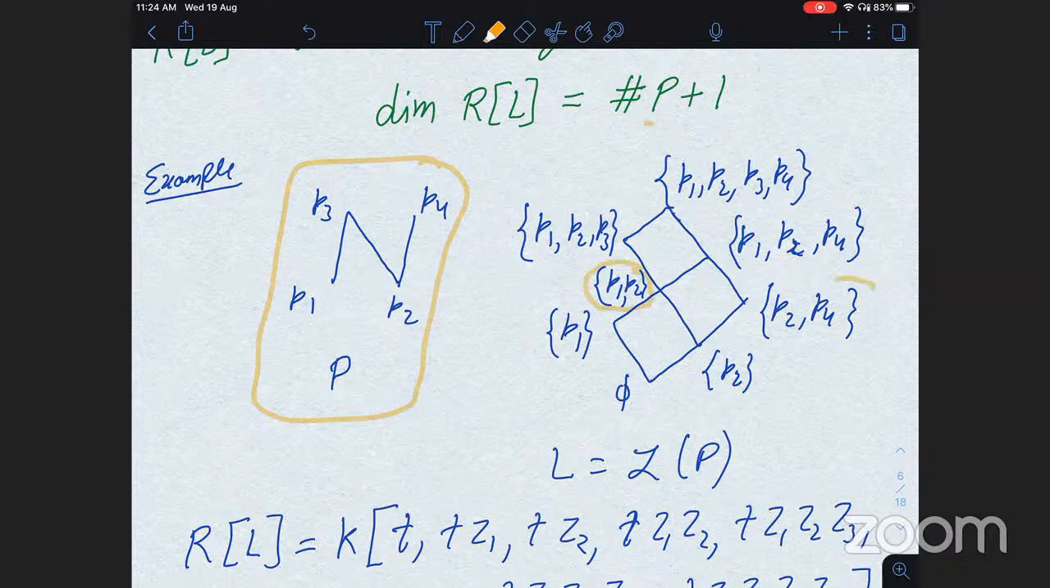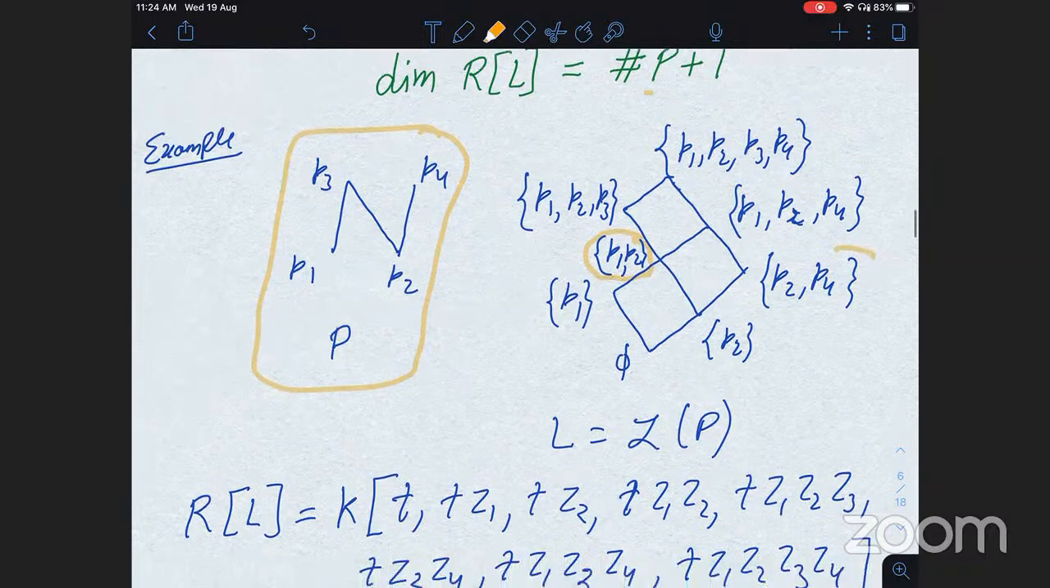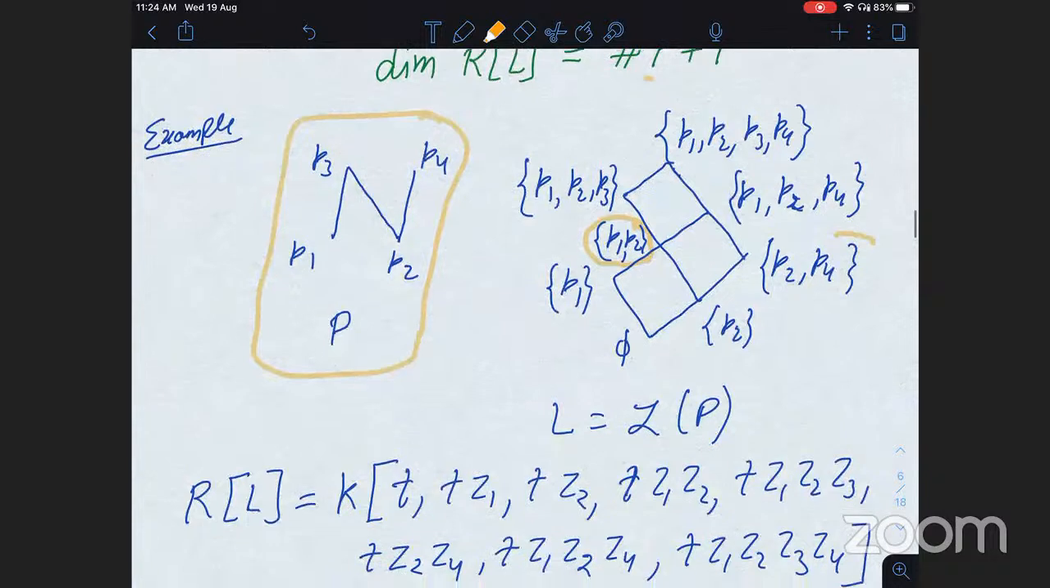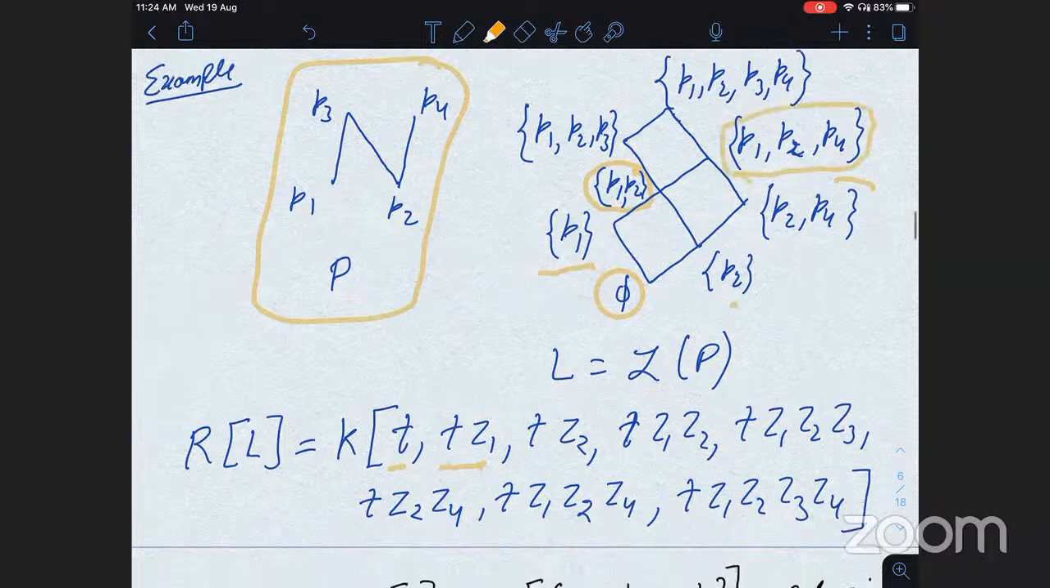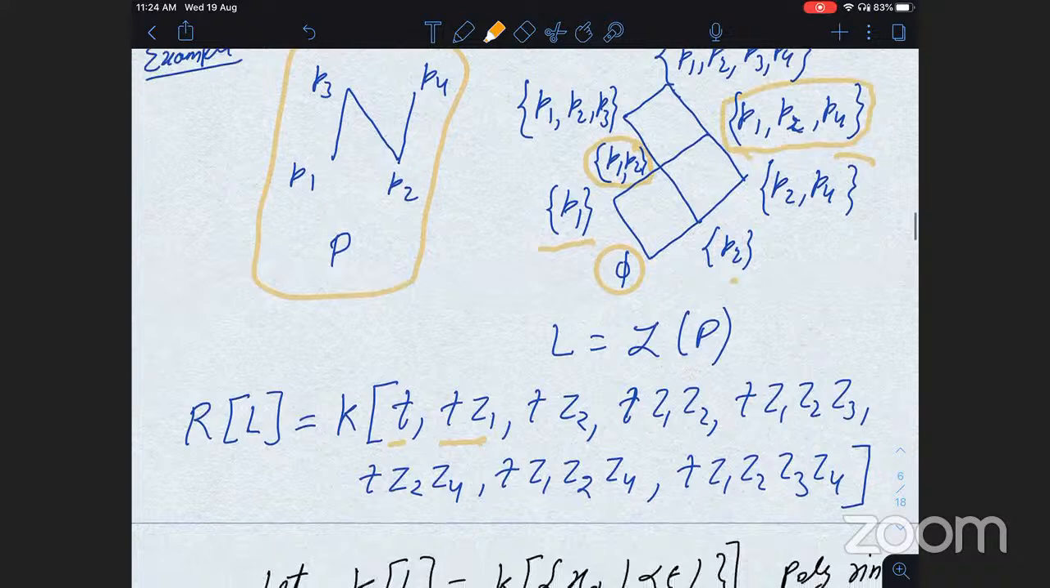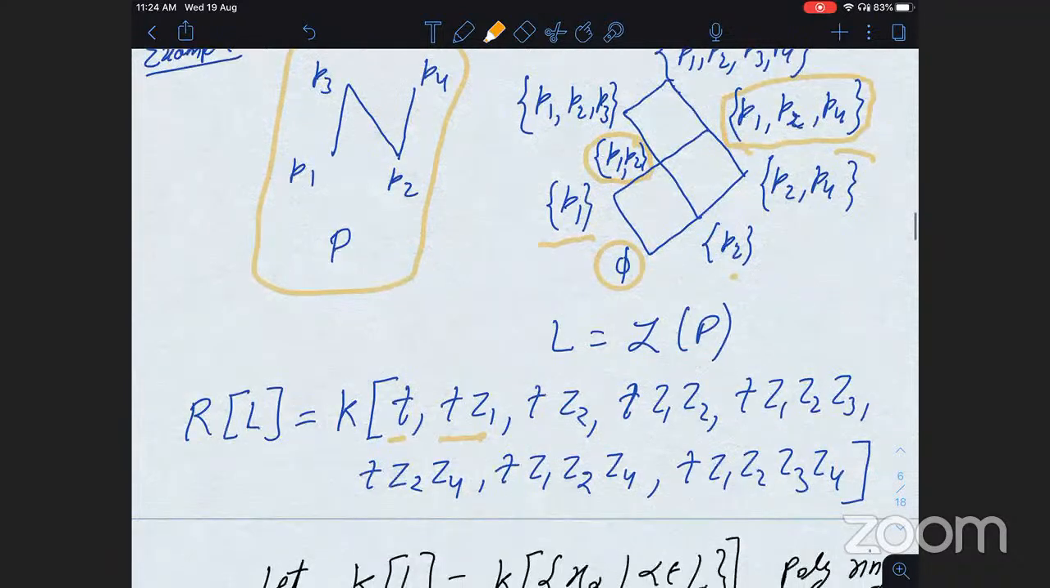So the corresponding Hibi ring will be, corresponding to the order ideal empty set, we have variable T. And corresponding to P1, we have TZ1. Corresponding to P2, we have TZ2. Corresponding to {P1, P2, P4}, the monomial we have is TZ1Z2Z4.